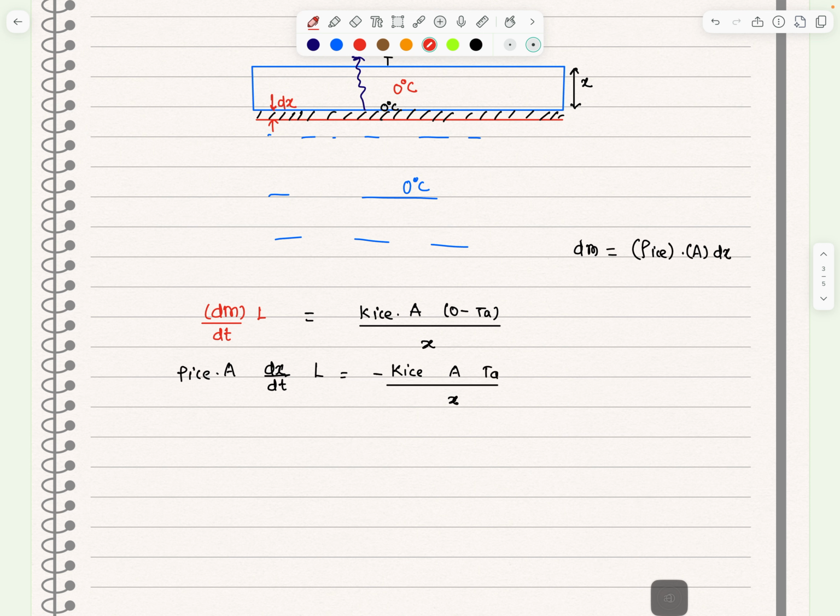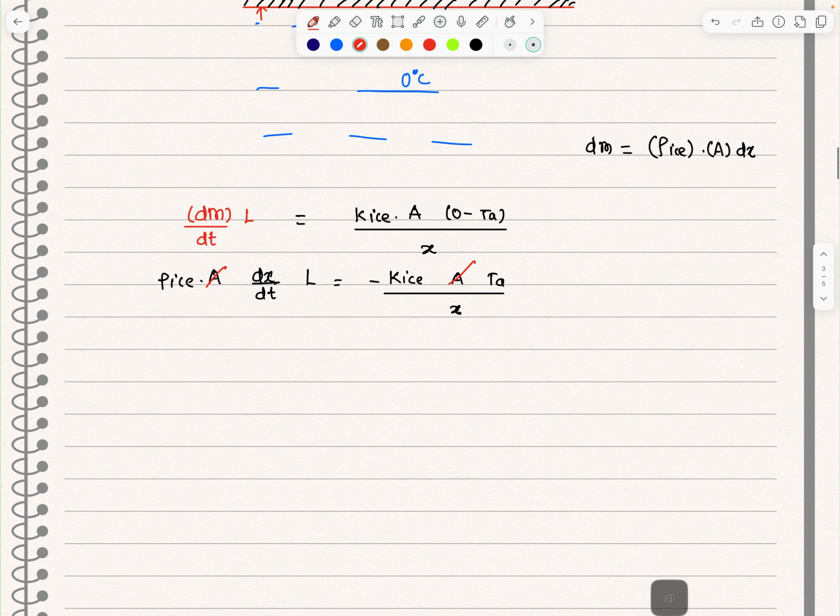An interesting fact you will get here is that the area gets cancelled. What does it mean? Whether a small pond or a big lake or anything is there, the rate of formation of ice must be the same in all cases. Very good. Let's see what happens. We can write x dx equals minus K of ice into Ta divided by density of ice into latent heat of fusion into dt.